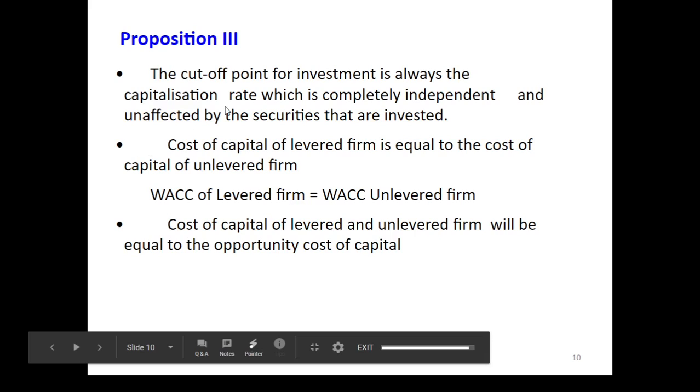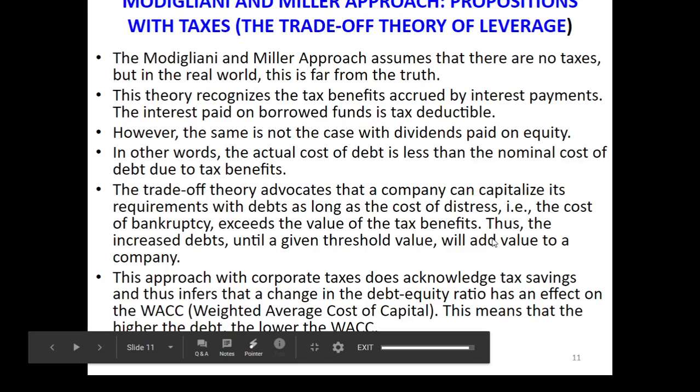It says that the cutoff point of investment is always the capitalization rate, which is completely independent and unaffected by the securities that are invested. The cost of capital of a levered firm is equal to the cost of capital of an unlevered firm. The overall cost of capital of a levered firm equals the overall cost of capital of an unlevered firm. The cost of capital of levered and unlevered firms will be equal to the opportunity cost of capital.